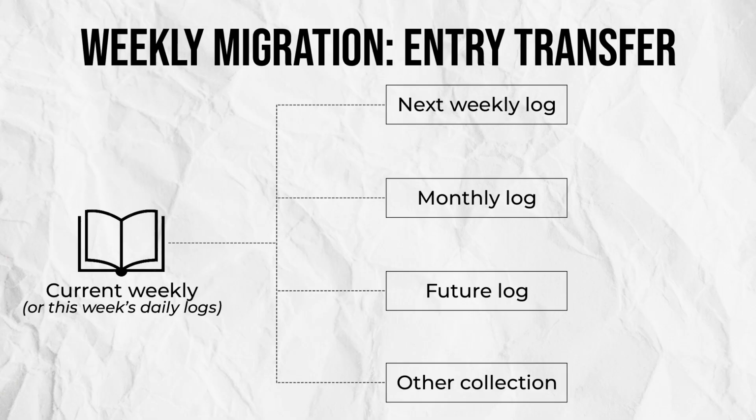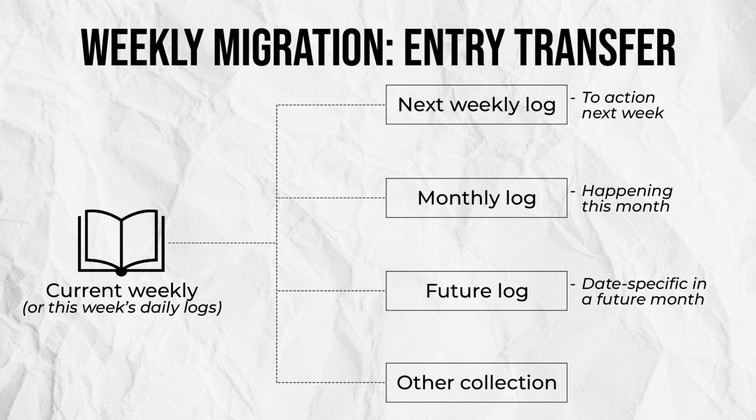We should really only be moving entries into our next weekly log if we intend to action them during that week. They can move into the monthly log, either onto the monthly log's timeline if it's happening on a specific day, or into the monthly log's task list if it's just something we want to action during the month. Entries that are time specific but fall outside of our current month can be put in the future log, and then the remaining entries may best belong in other collections.